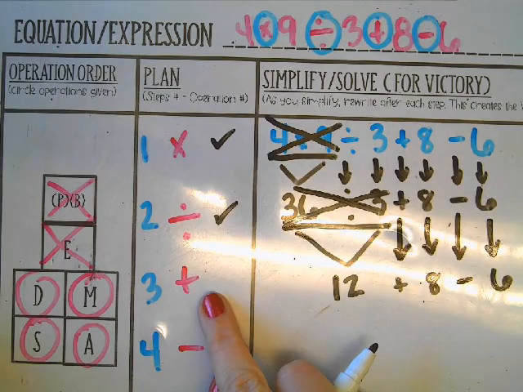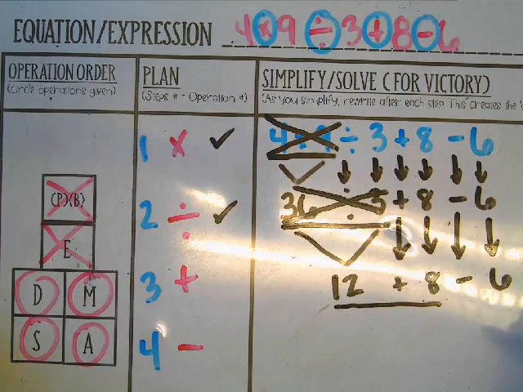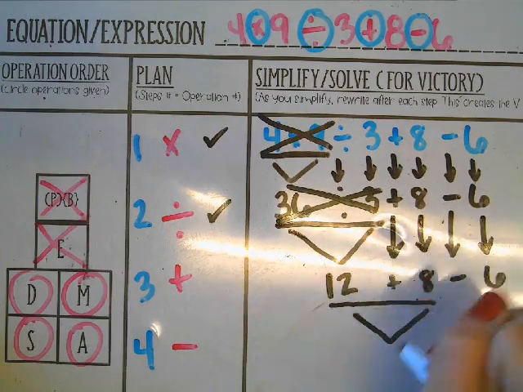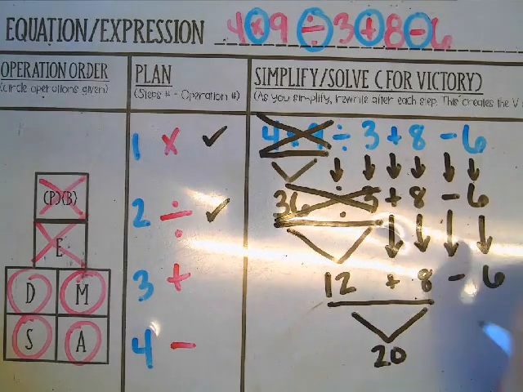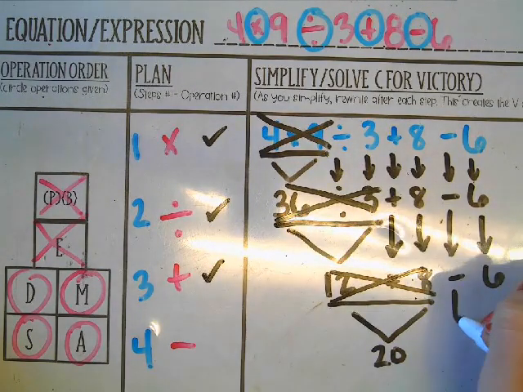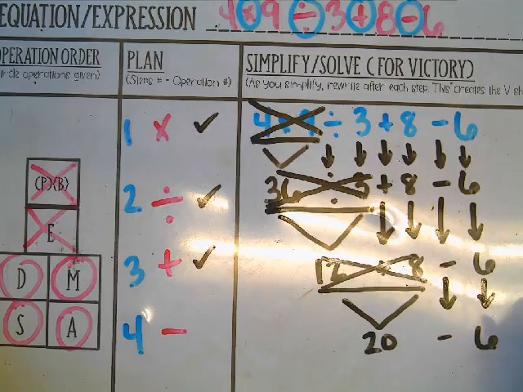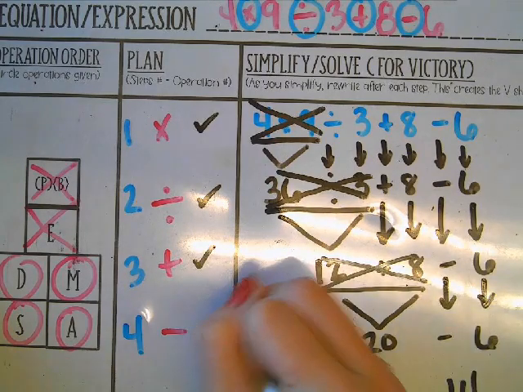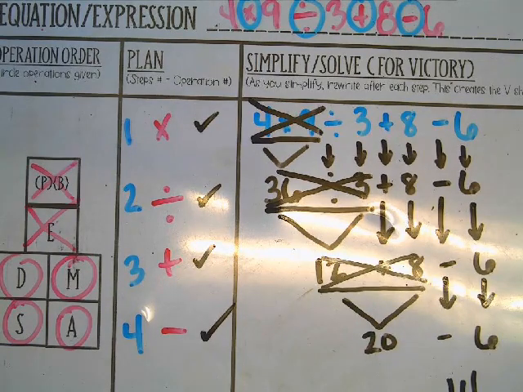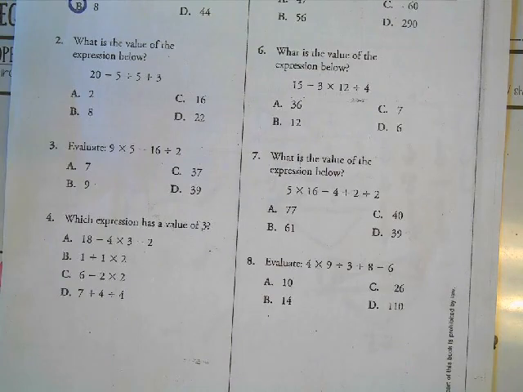And step 3 says to add. So I find my addition problem, which is 12 plus 8, and that answer is 20. Mark that out, check it off, and bring down the rest of your problem. And 20 minus 6 is 14. Check that off. We finished that. If you look at your answer choices, you will find that your answer is 14.